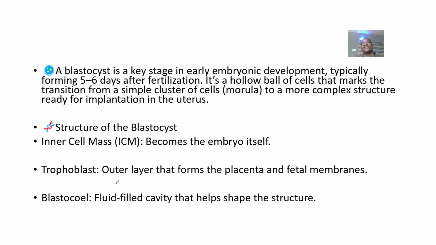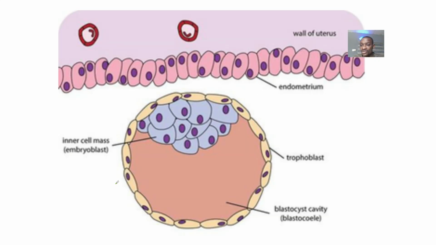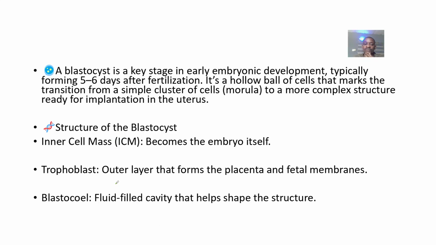Okay, after the egg and the sperm came together, after 5 to 6 days, what is happening there is what? A blastocyst. So it's a hollow ball of cells. All right, so it marks the transition from a simple cluster of cells, that's morula, to a more complex structure which is ready for implantation into the uterus. Okay, what's the structure of the blastocyst?